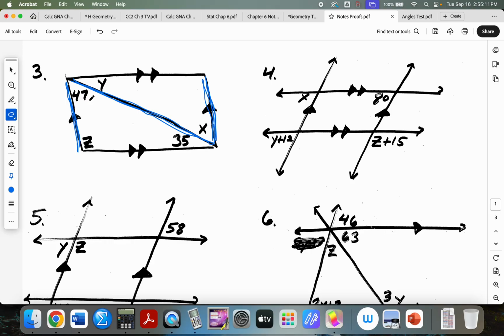What kind of angles? Then notice I've outlined the 47. X has to be related to the 47 somehow. What type of angles are the x and the 47? No, they're not corresponding. Alternate interior. And what do I know about alternate interior angles when the lines are parallel? They're congruent, so x is 47.